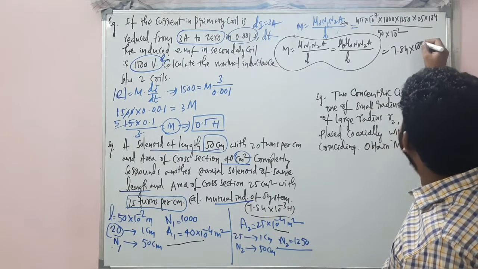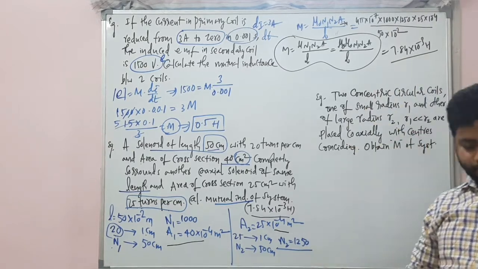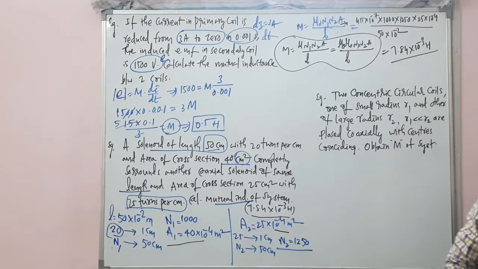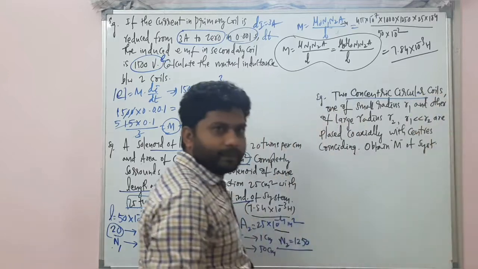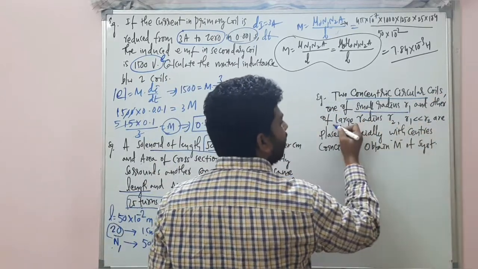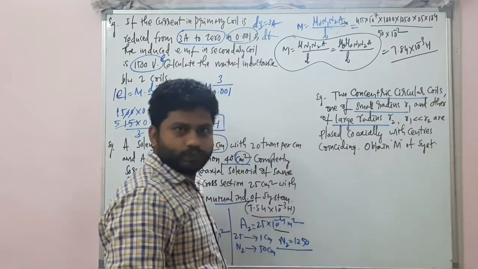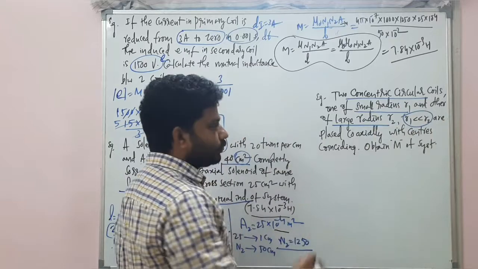If you solve this, you'll get the answer 7.84 into 10 raised to minus 3 Henry. If you have doubt, you can check it. Okay? Clear? Let's see the last question here. Two concentric circular coils, one of small radius R1 and the other of large radius R2, where R1 is far lesser than R2. So what does it mean?